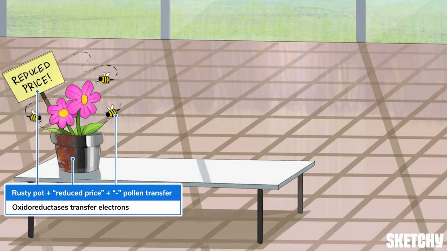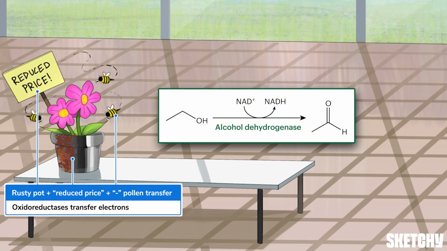That's why this bee is transferring minus sign pollen between flowers in a rusty oxidized pot with a reduced price. Alcohol dehydrogenase is one example of an oxidoreductase. It facilitates the transfer of an electron from ethanol to NAD+, which forms acetaldehyde and NADH.